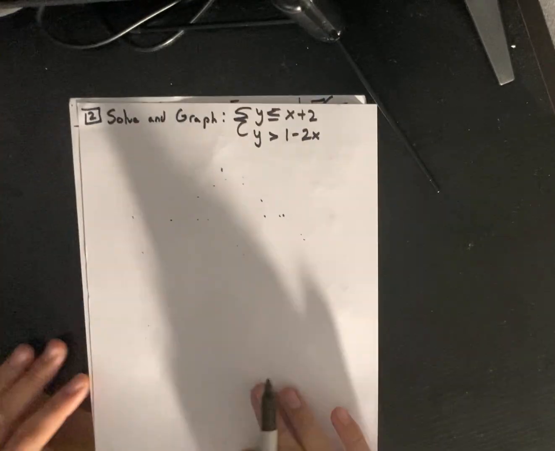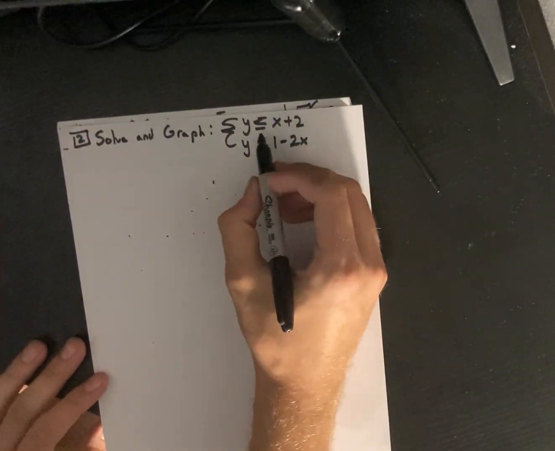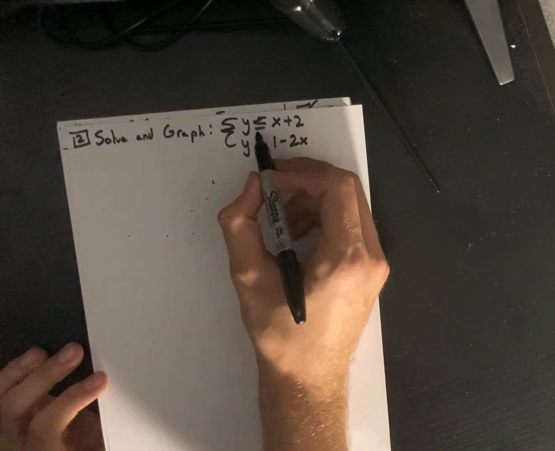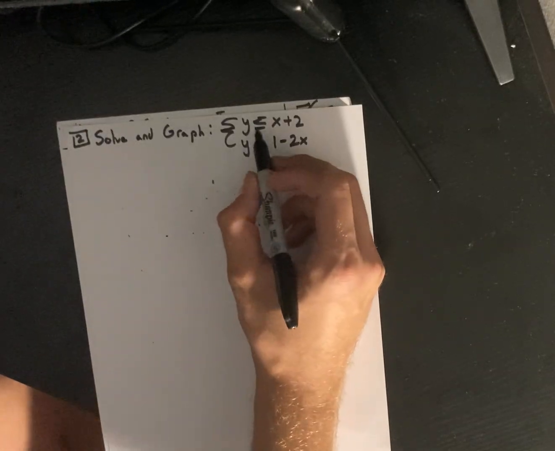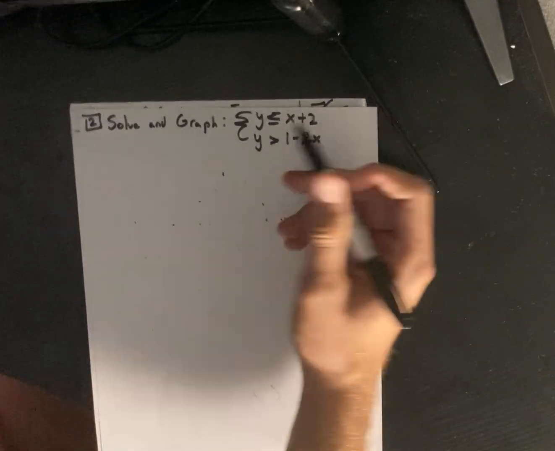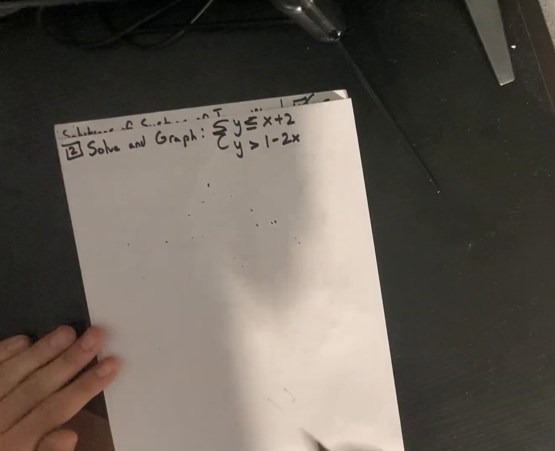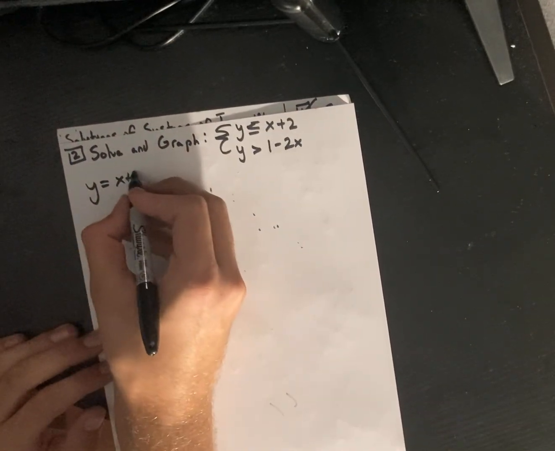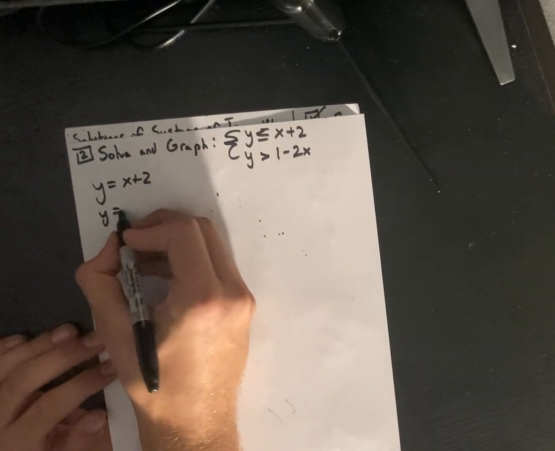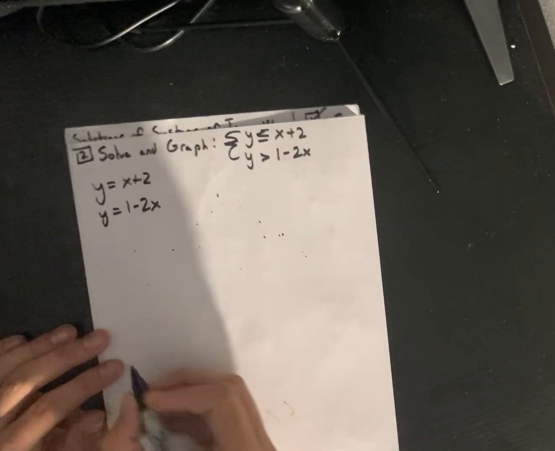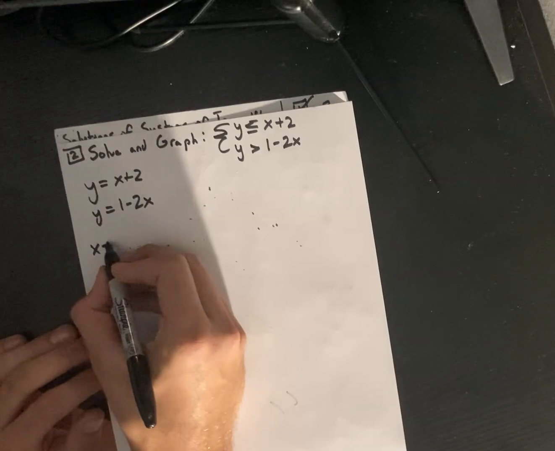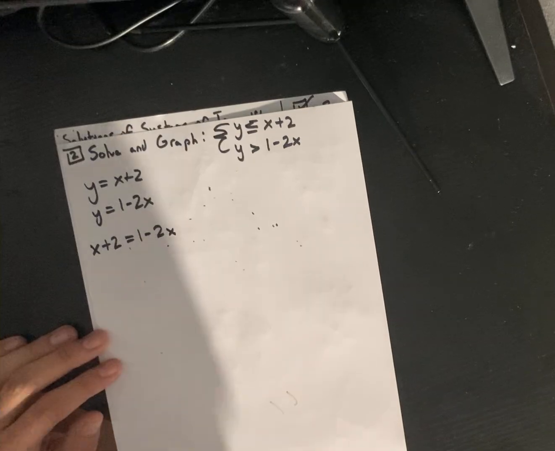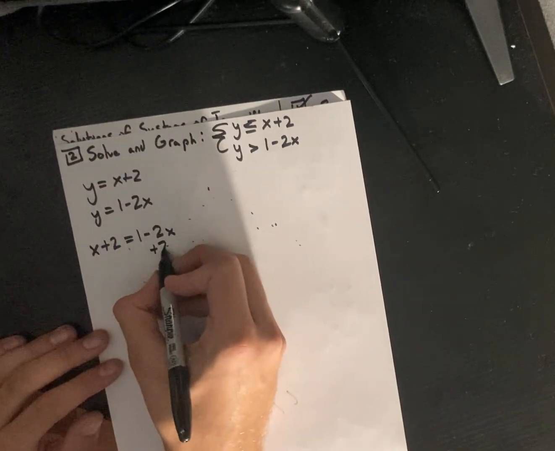Now, for our secondary problem, we're solving this system. Now we have a greater than or equal to, less than or equal to symbol. So it will be a little more different. We'll have a straight line and a solid line at that. So in this case, we'll do the same thing. Y equals x plus 2, and y equals 1 minus 2x. We set them equal to each other. Now, if you notice, we might get a fraction, so be ready for that.